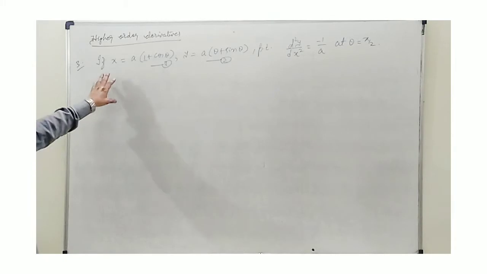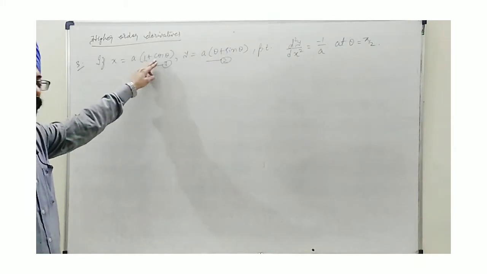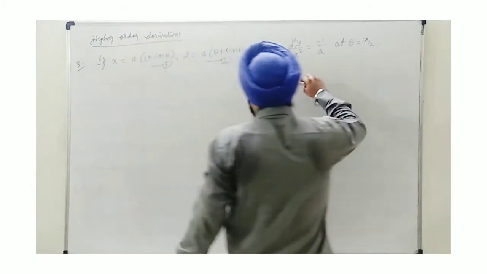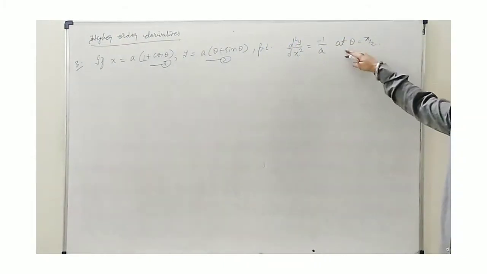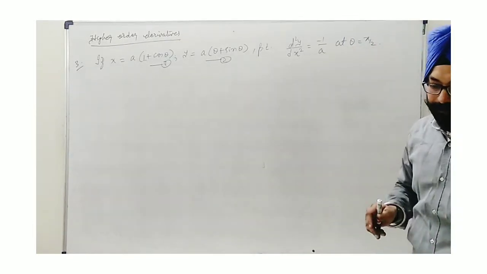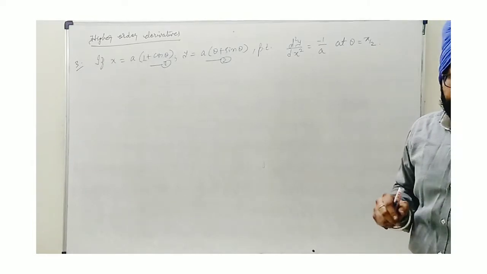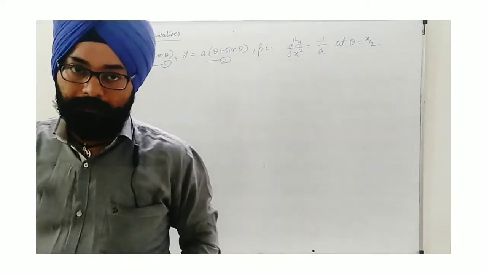Now, as the next question, I have taken a parametric function. x is given as a(1 + cos theta), y is given as a(theta + sin theta). We need to prove d square y by dx square is minus 1 upon a at theta equal to pi by 2. Now, let me tell you, by experience I have seen that students may get confused between a and theta, about which one is the parameter.